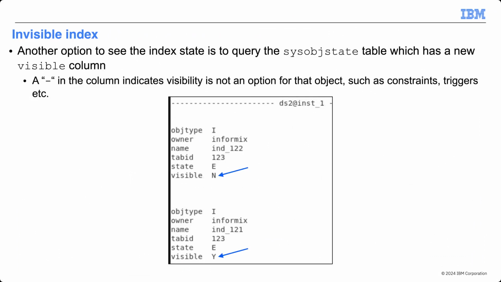Likewise, if you go to the sys object state table, there's a new visible column, which will be populated for indices. It will either be visible yes or visible no. If there is a dash in that column for that particular index, then that's a system-generated object, which we can't modify. And then, like I said, if you want to change that, you're going to have to go through the modification process that I talked about earlier. So, a quick way of looking at whether or not indexes are visible or invisible.